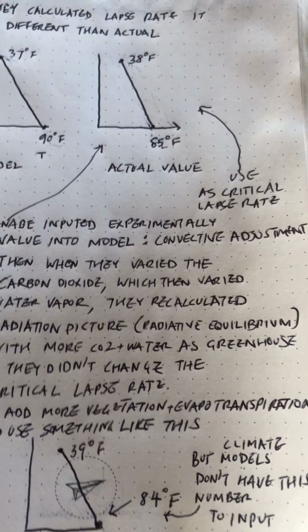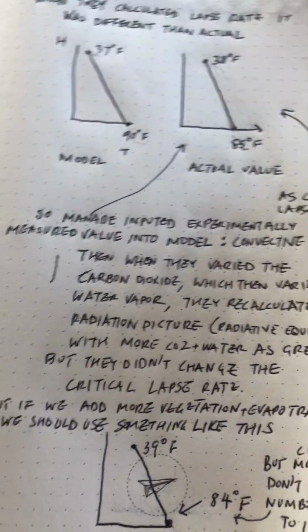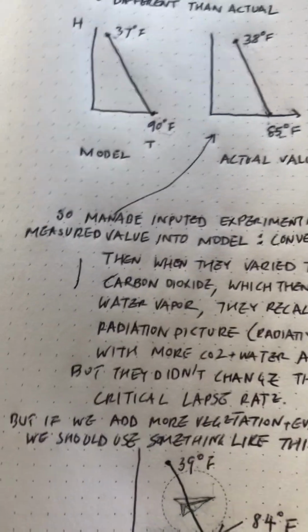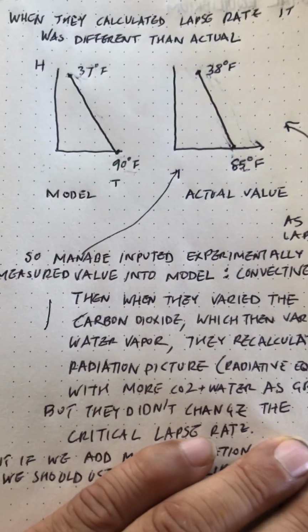Basically, most of the global climate models have this issue right now: they assume the critical lapse rate is static, when really, if you're going to change the vegetation amount, then that critical value should change.